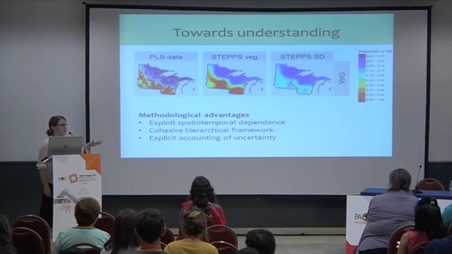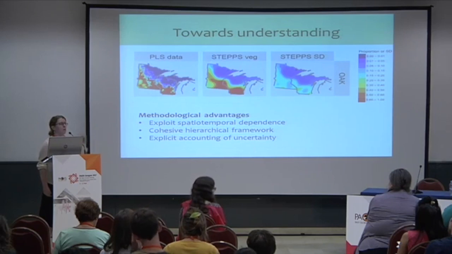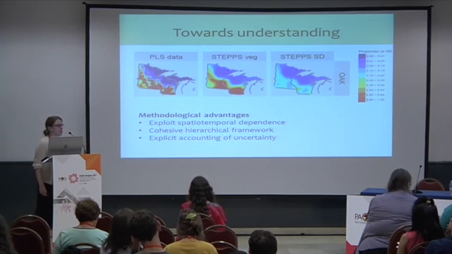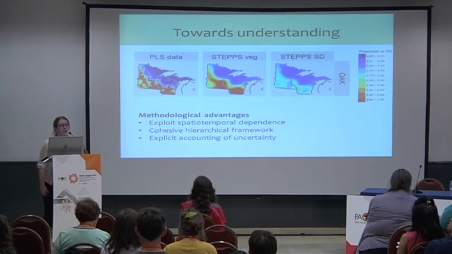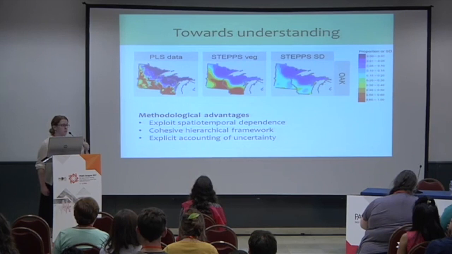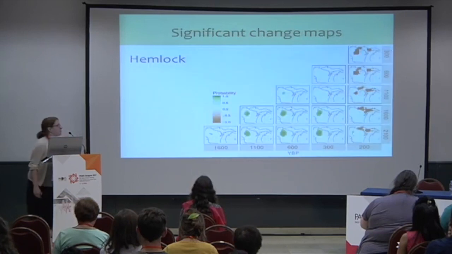We also have this sort of cohesive hierarchical framework that allows us to estimate these process parameters without having to plug things in. So we don't need to know anything about pollen productivity or anything about dispersal when we build this model. Finally, we can explicitly account for uncertainty. Uncertainty in the measurements, uncertainty in age depth modeling, which I didn't talk about here, and uncertainty in the processes.